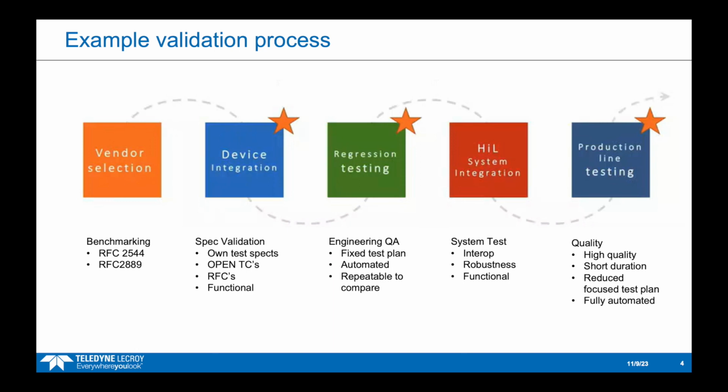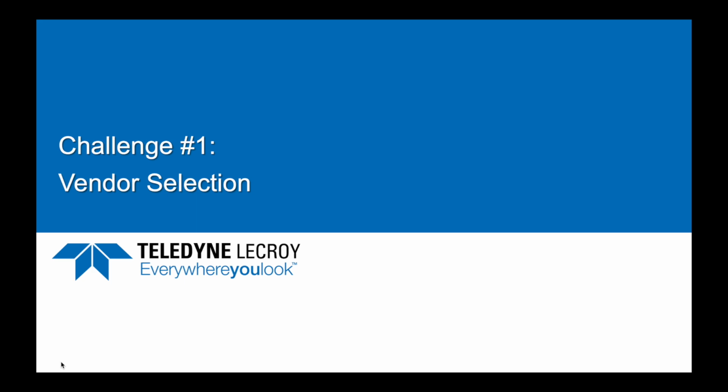And finally, there is production line testing and offline testing to ensure production quality. This is usually a high-volume test, so multiple ECUs being quickly tested according to a reduced but focused test plan that is fully automated for rapid execution.